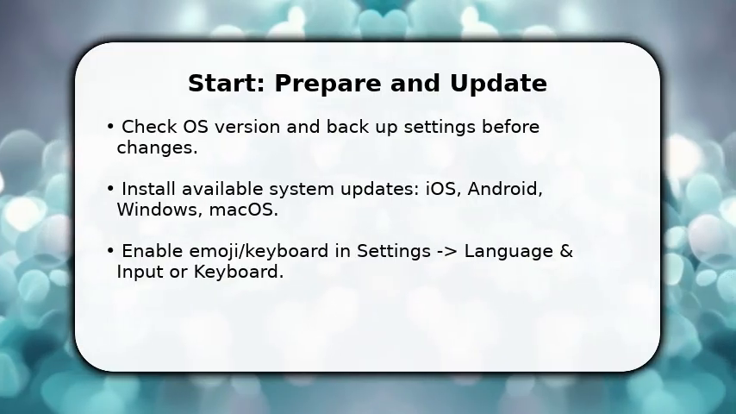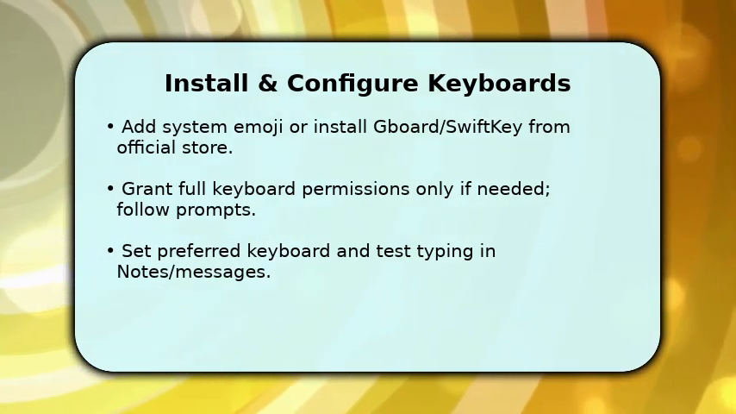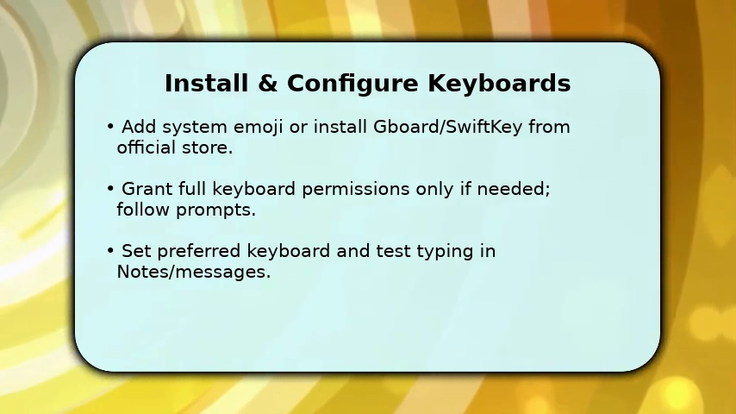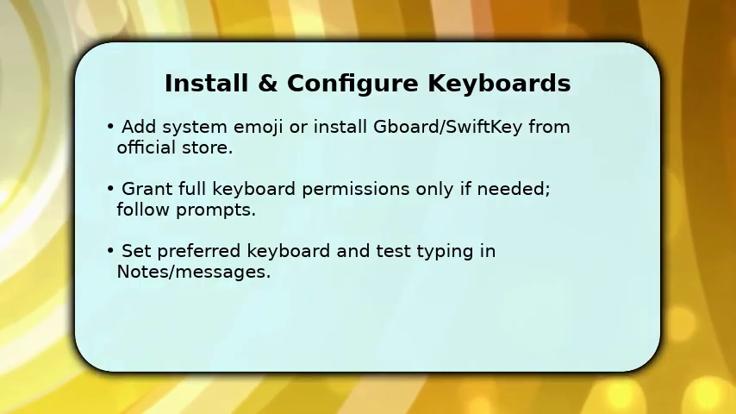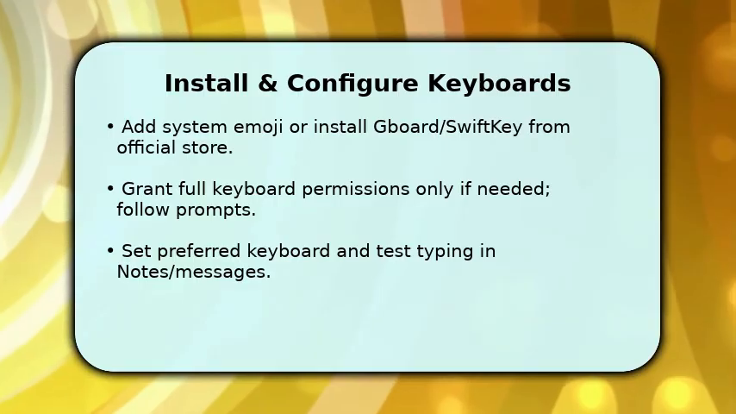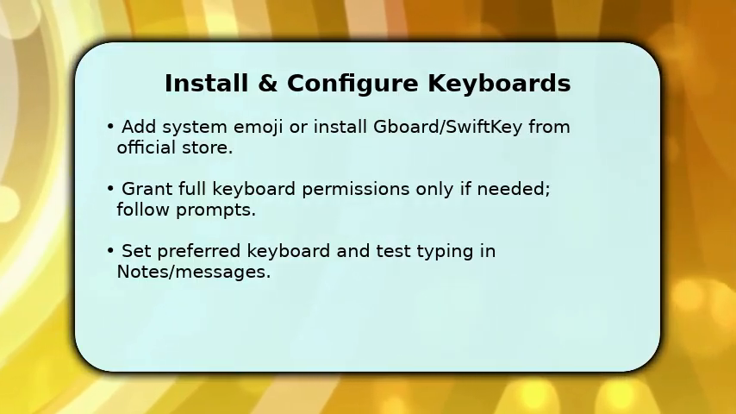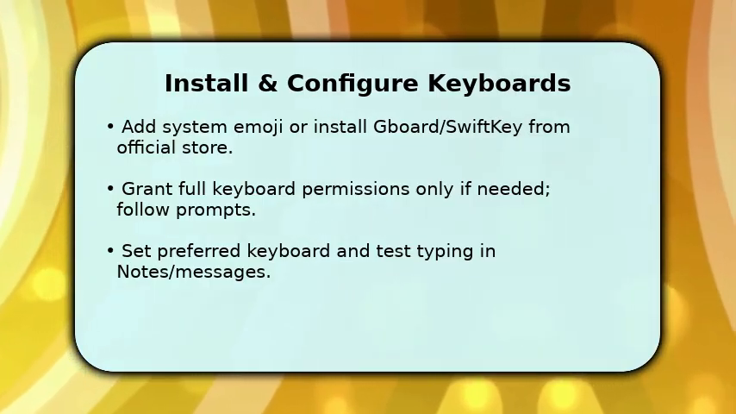the new input method. Next, install or configure the keyboard you chose. For Android, add Gboard or enable the system emoji keyboard in Settings. For iPhone, add emoji under Keyboards. On Windows, press Win+. And on Mac OS, press Control+Command+Space to open the picker. If missing, update system fonts. Grant permissions when the app requests them, but avoid unnecessary access.